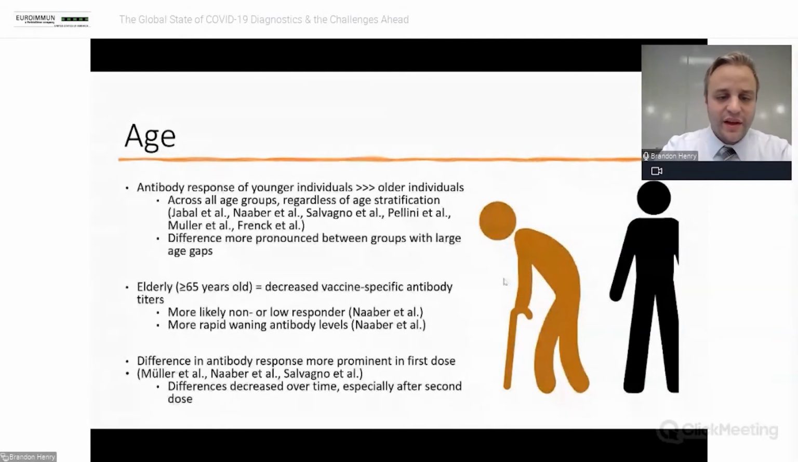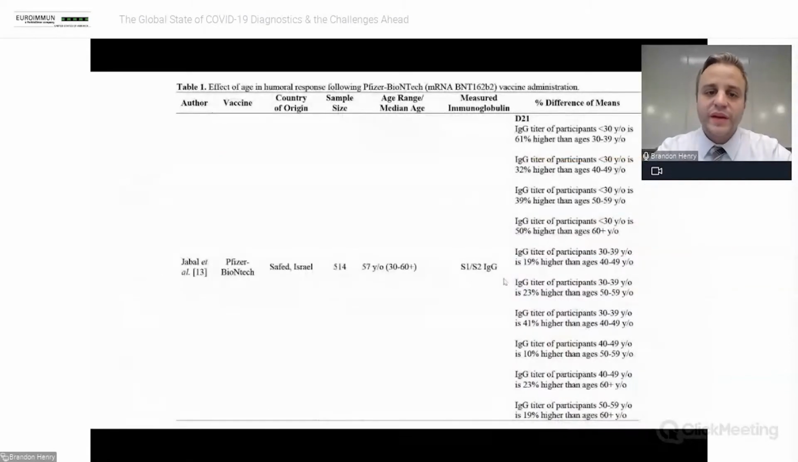We found this as well as many other groups, but the differences decrease over time, especially after the second dose, but do remain significant. You can see one study, and I'm just going to point out this one here, it's really interesting that in those less than 30, so you're looking at like 18 to 30 here, and those 30 to 39, those less than 30 had 61% higher level of antibodies. So that just gives you how significant these are. And it's certainly variable between different age groups. So less than 30 is 50% higher than over 60.